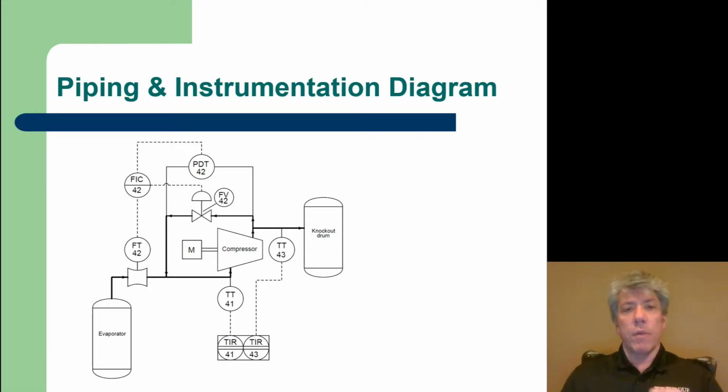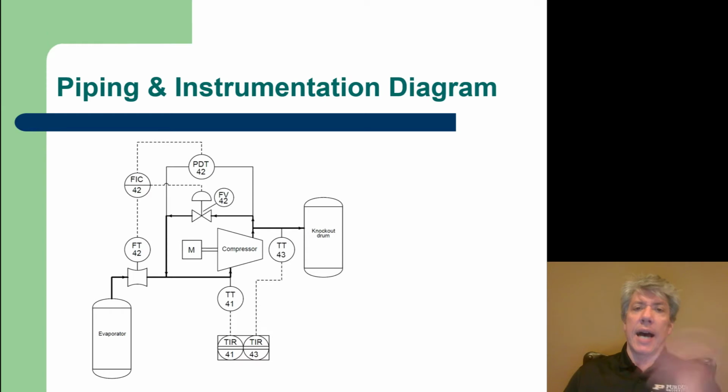So FT42 is flow transmitter number 42, and it's transferring information about the flow rate through the venturi coming out of the evaporator and going into the compressor. It's transferring that information electronically to FIC42, flow indicating controller 42. Notice the F stands for flow in flow transmitter and FIC. Both of those start with an F, indicating that that's the variable that's being controlled, or the variable of interest.